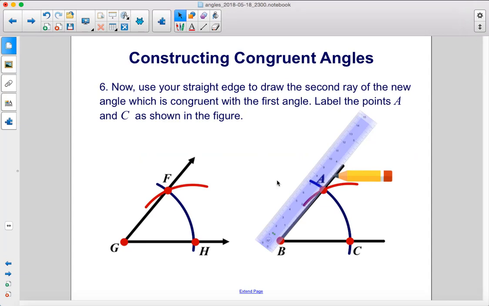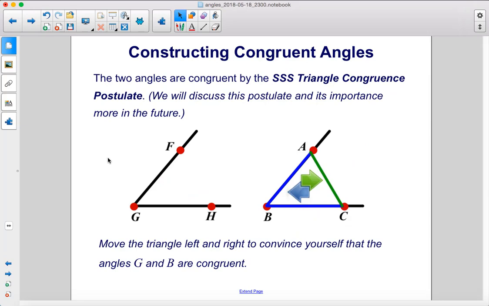Step 7. Now use your straight edge to draw the second ray of the new angle which is congruent with the first angle. Label the points A and C as shown in the figure. The two angles are congruent by the SSS triangle congruence postulate. We will discuss this postulate and its importance more in the future. Move the triangle left and right to convince yourself that the angles G and B are congruent. So we can move this over there, and ta-da! Same angle.